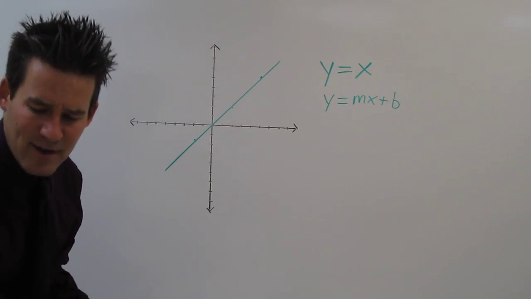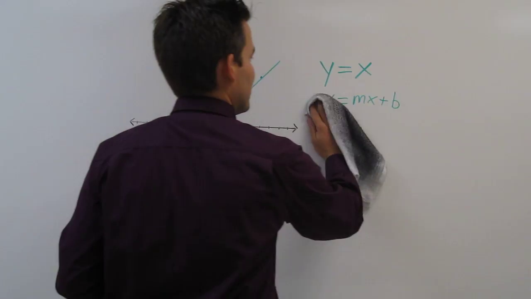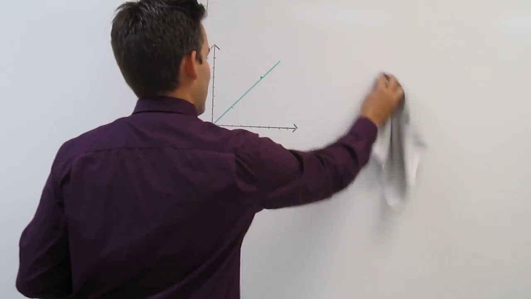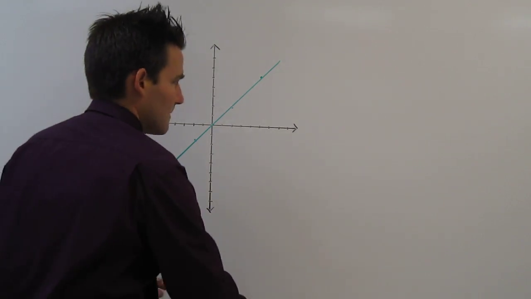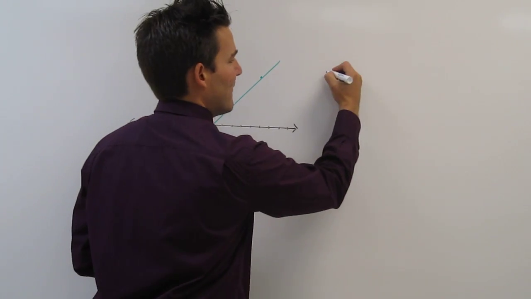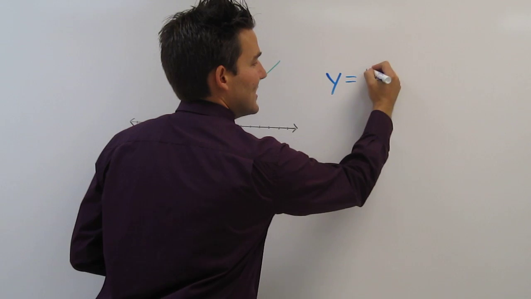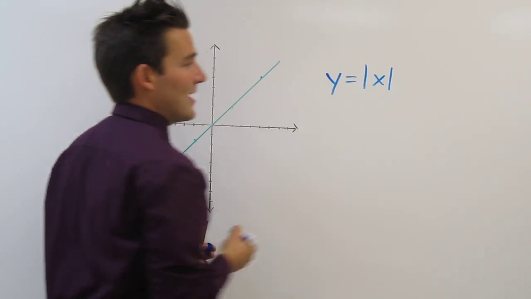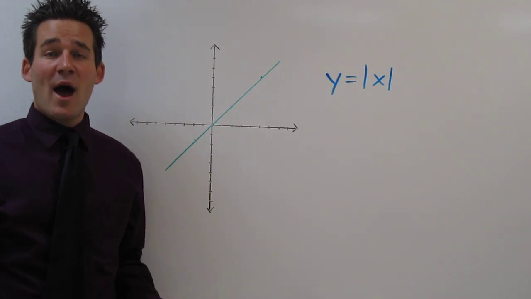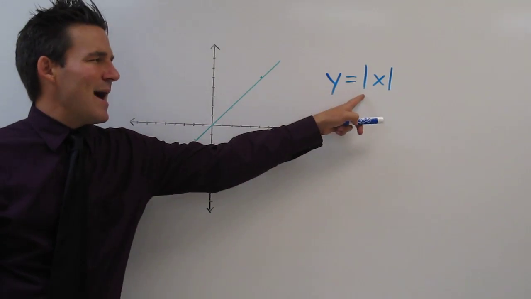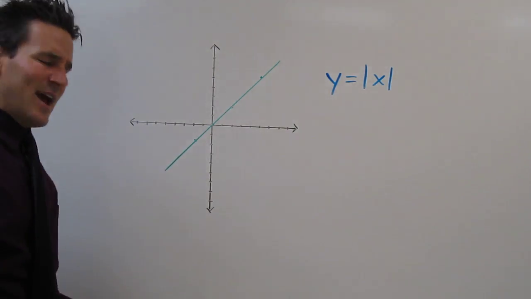Now let's think of the parent function for absolute value. What if we were to graph y equals the absolute value of x? Now this looks very similar to y equals x, except for this absolute value sign. Let's see how that changes things.